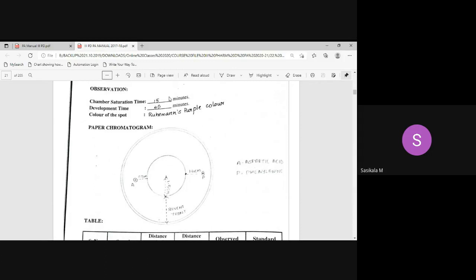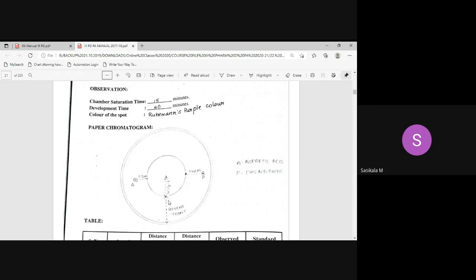And what is the development time? Nearly 40 minutes. And whatever time you observed during your practicals, that also you can write. Chamber saturation time is 15 minutes for ascending, but for circular paper chromatography there is no need for saturation, since we are using a petri dish, it will be immediately saturated once you add the mobile phase. Here no need of writing chamber saturation time. You can just write 5 minutes, not more than 5 minutes, since once you add the mobile phase, you will not immediately keep the paper. You will be spotting the sample.